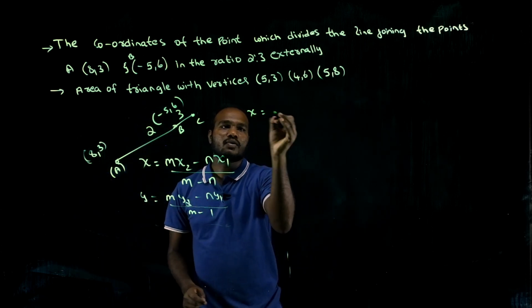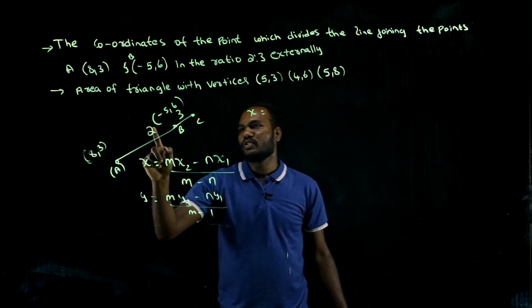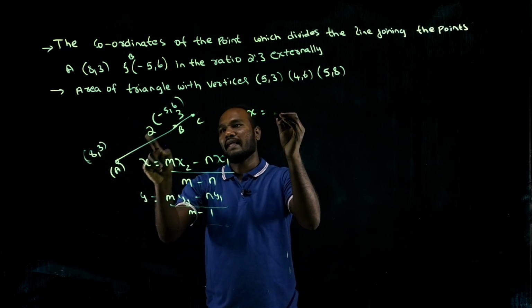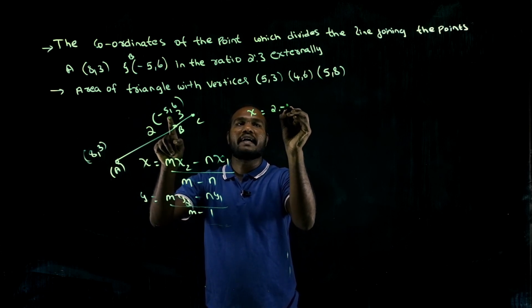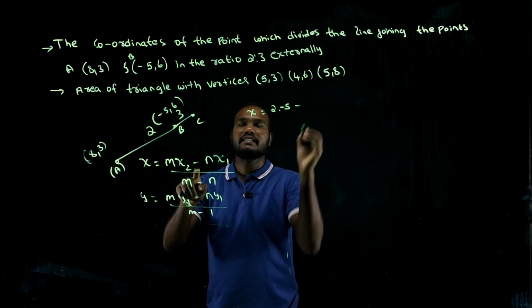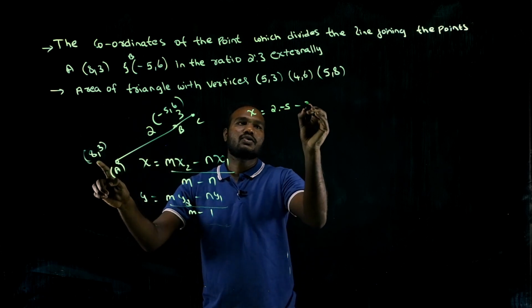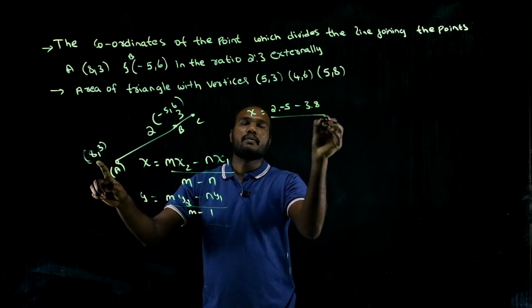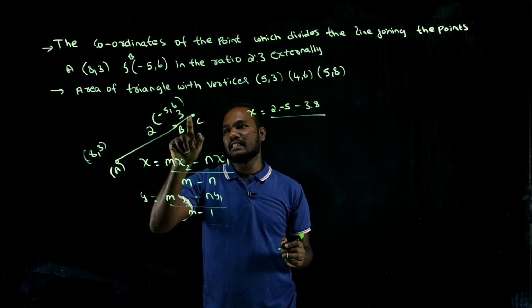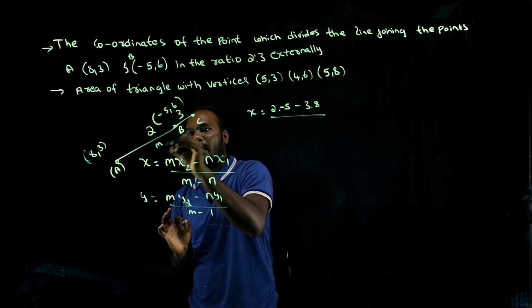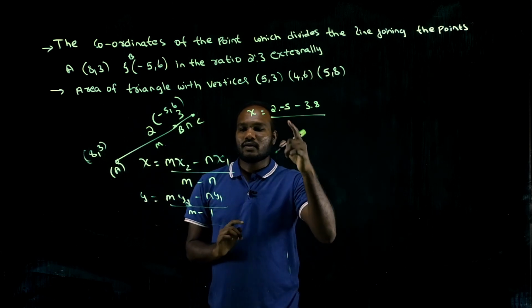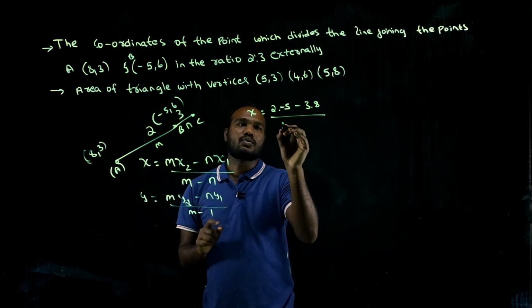To find x, how to find x? m into x2. So this into this number. So 2 into minus 5, minus this into this number, so 3 times 8, divided by m minus n. M and n are these ratio numbers. This is m, this is n. So m minus n, that is 2 minus 3.